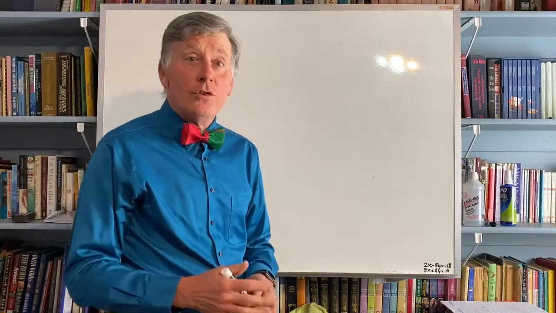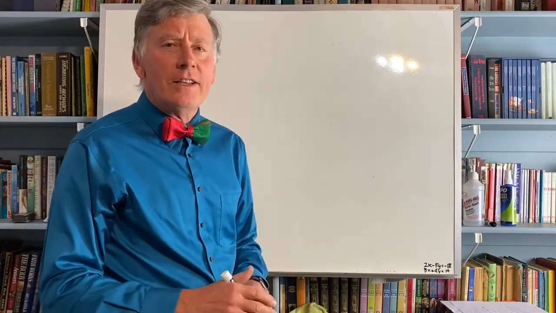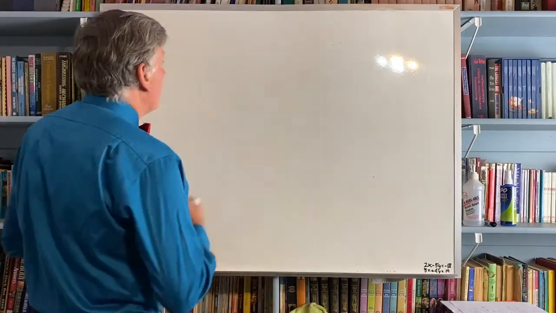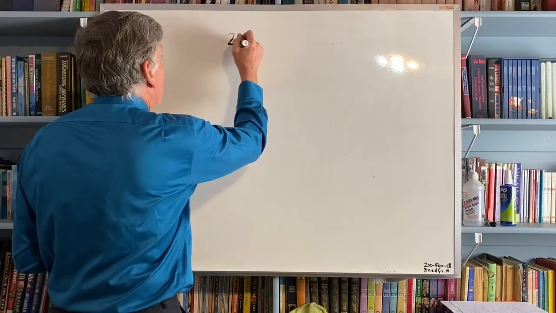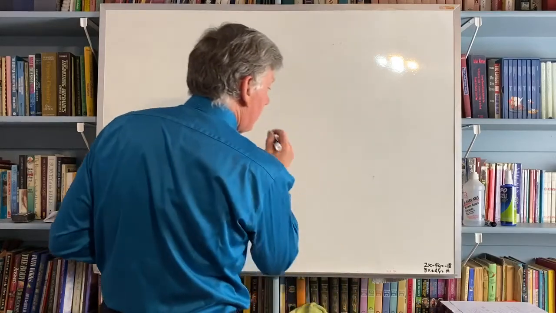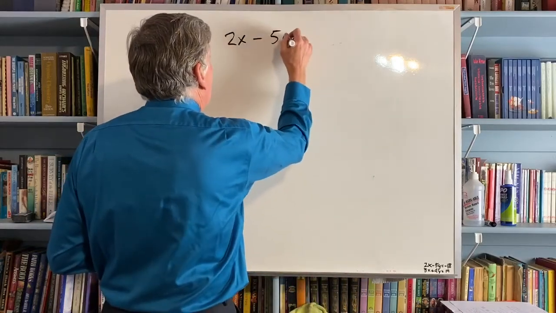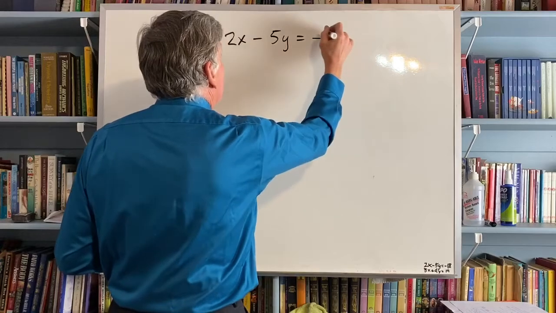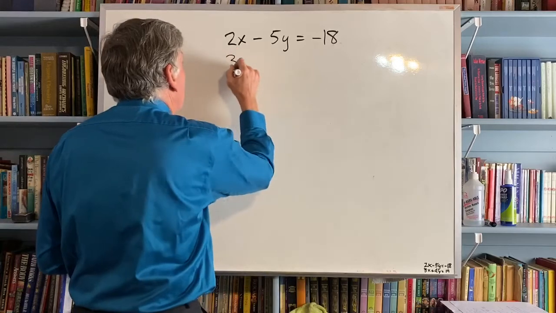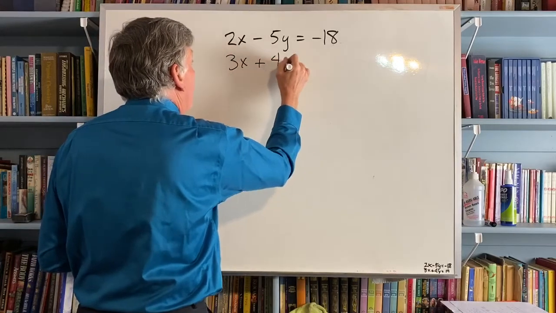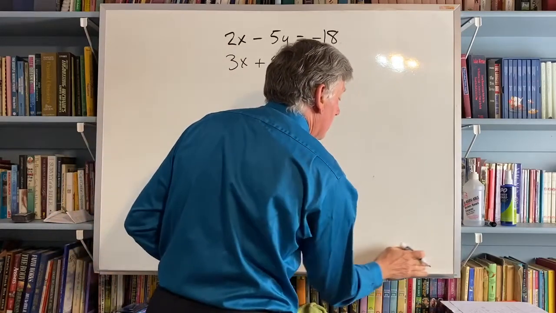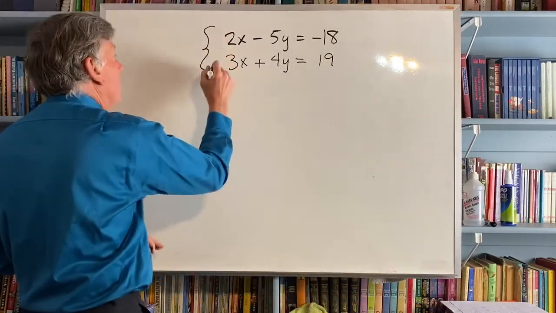This time I'm going to use elimination as the technique for solving a pair of equations. And my equations this time are 2x minus 5y equals minus 18, and 3x plus 4y equals 19. Here's my system.